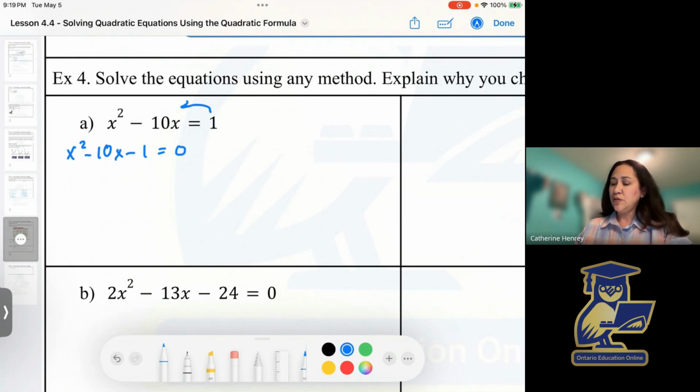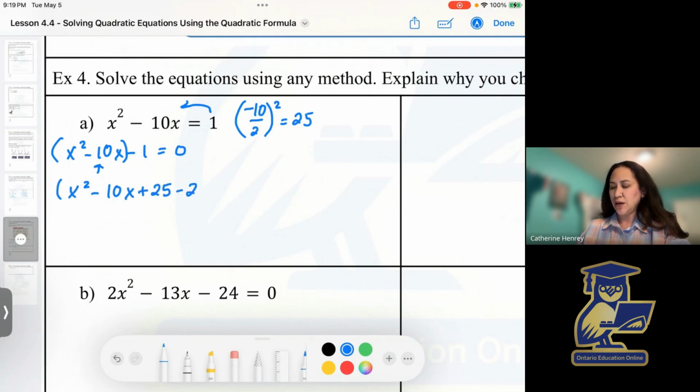So we start by grouping the first two terms, and then we take the coefficient of the middle term, which is -10. So I take -10, I divide it by 2, and then I square it, and that gives me 25. So what I do with that 25, I put it back into my quadratic, and I add 25, and I subtract 25. I still have the -1 out here inside the brackets, and it equals 0.